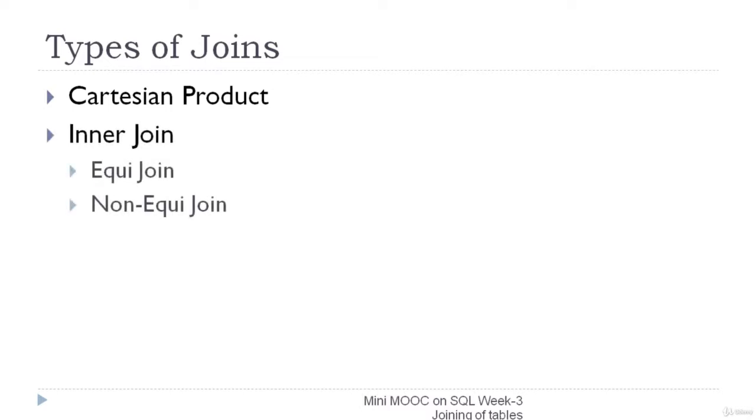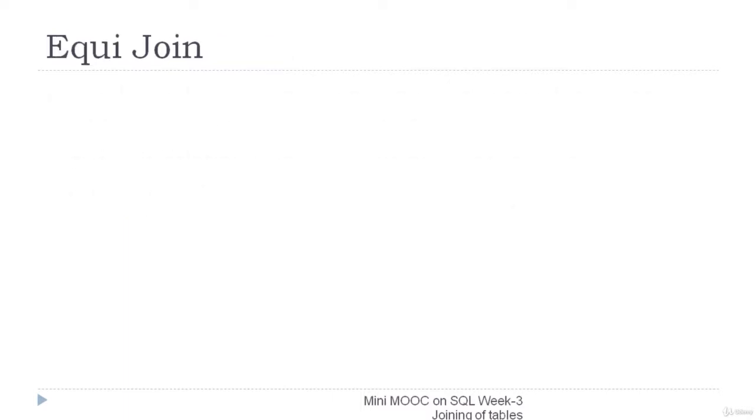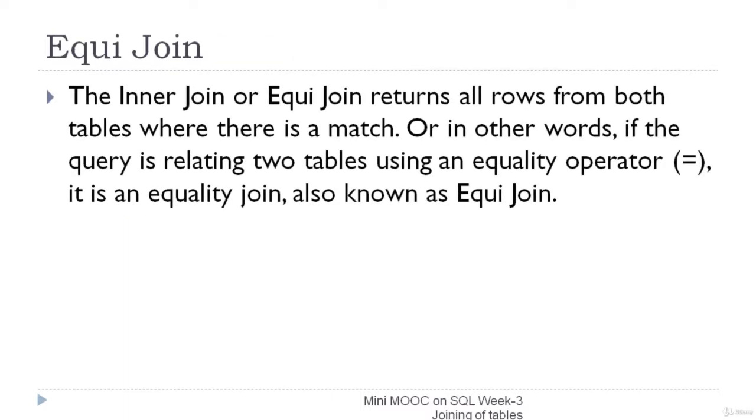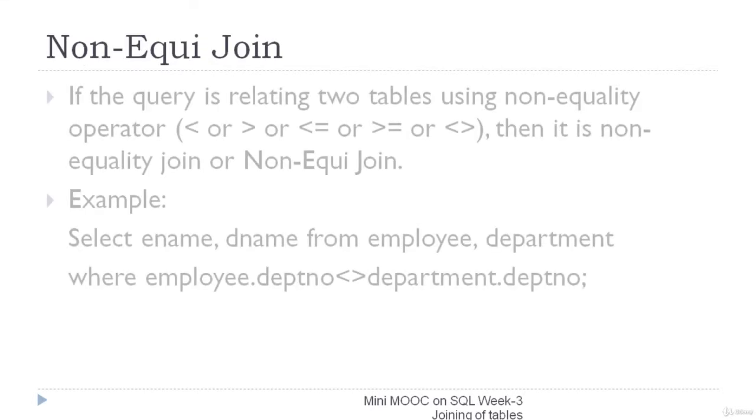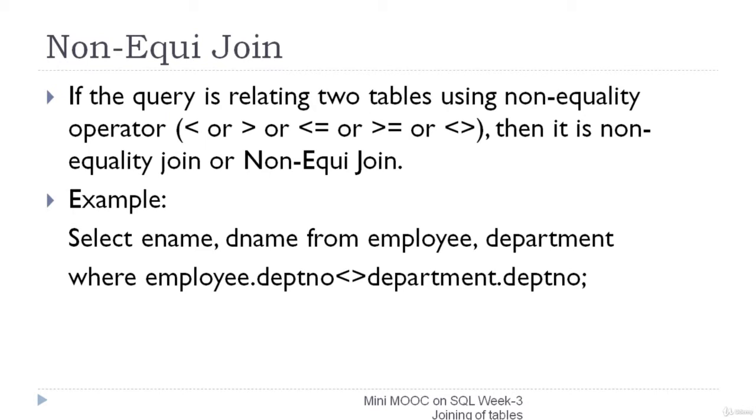One is Cartesian product, another is inner join. Inner join has two further types: one is equijoin and another is non-equijoin. Let us understand this concept. If the where condition of an inner join is based on the equality operator, then this is called equijoin. A non-equijoin is a case of inner join where the condition is not based on equality. In this case, it is based on less than, greater than, or not equal to type of operators. So this is an example of non-equijoin, and here we are using a non-equality operator.